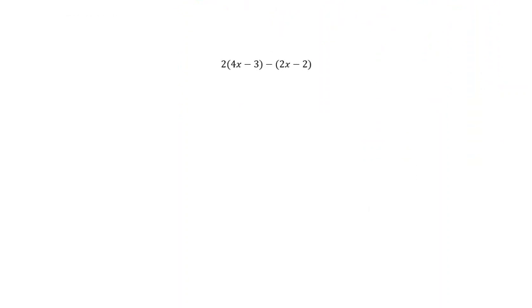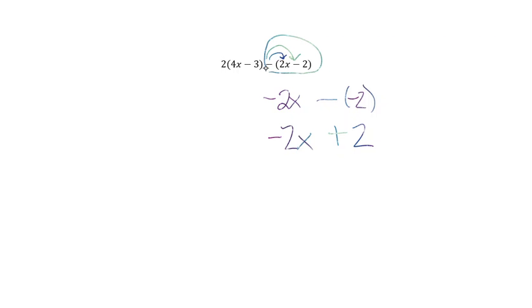Again, we've got this subtraction sign in front of the parentheses, so we have to show that we are subtracting 2x, so minus a 2x, and we are also subtracting a negative 2, and subtract a minus 2 turns into plus 2. So when I distribute the negative sign, or I distribute the subtraction sign that's in front of the parentheses here, I get negative 2x plus 2.